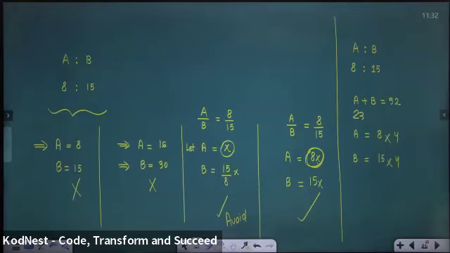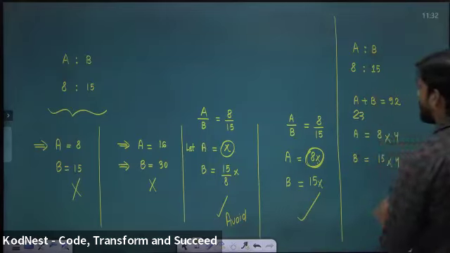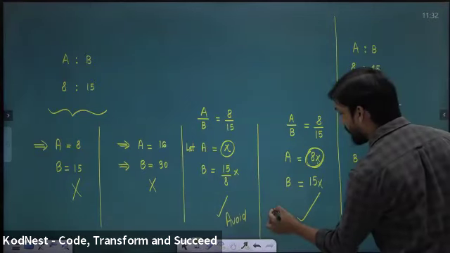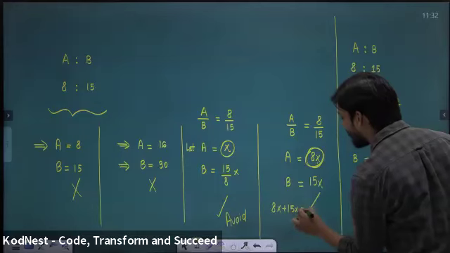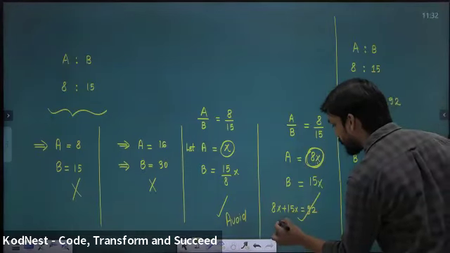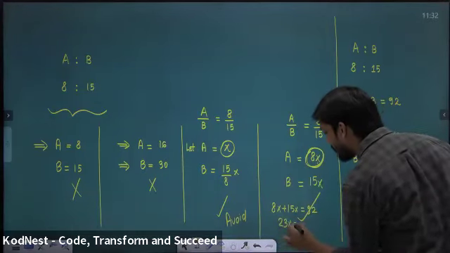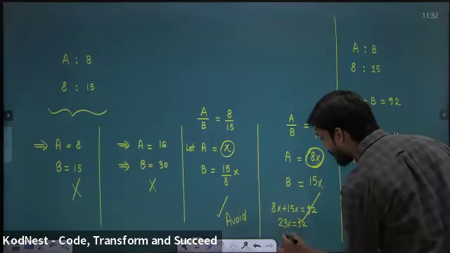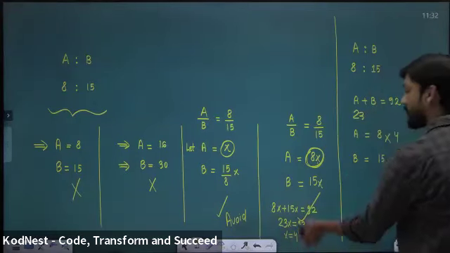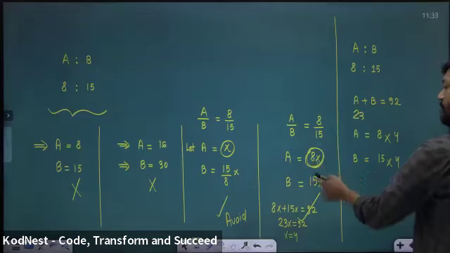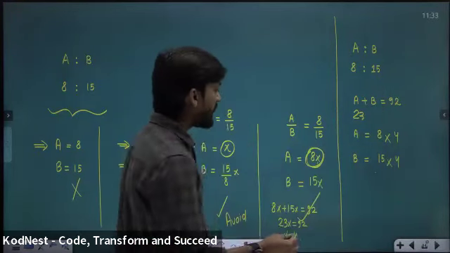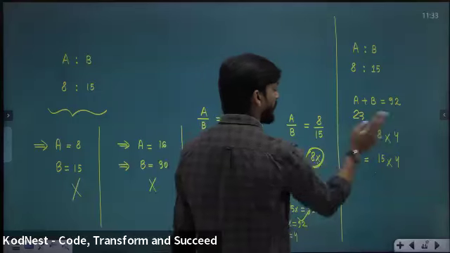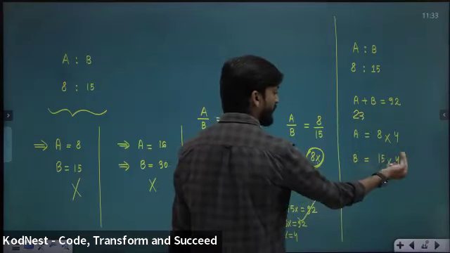If you take a variable, then a plus b, so 8x plus 15x equal to 92. Once you solve this, you will get 23x equal to 92. So x equal to 4. If x equal to 4, please put it: 8 times 4 is 32, 15 times 4 is 60. Again see please, 8 times 4 is 32, 15 times 4 is 60.